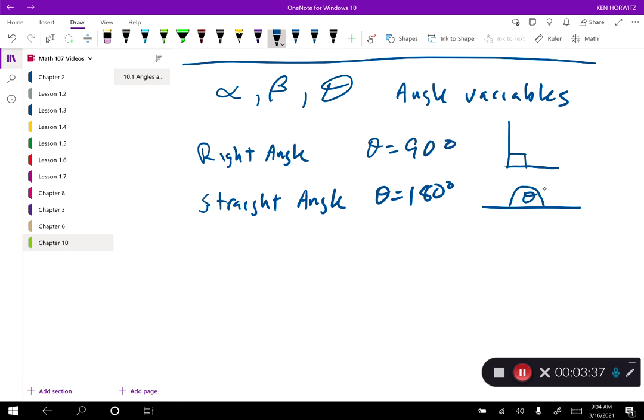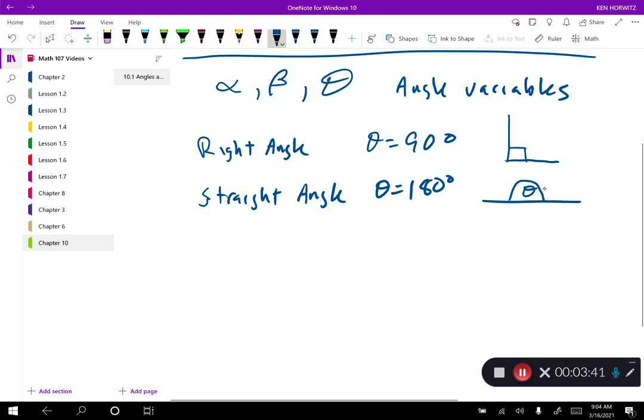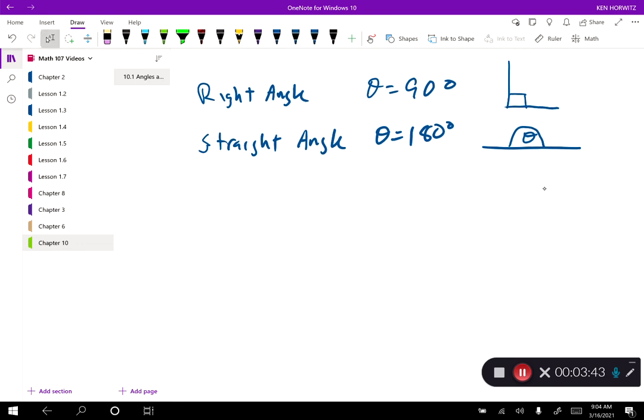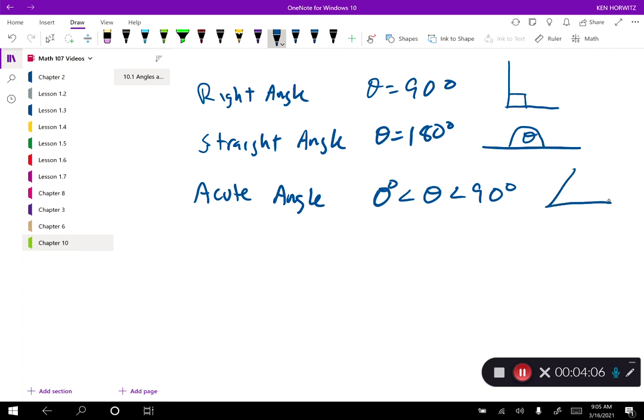All right, there are a couple of other types of angles. There's such a thing as an acute angle. An acute angle is less than 90 degrees. So theta is between 0 degrees and 90 degrees. A picture would kind of look like that.